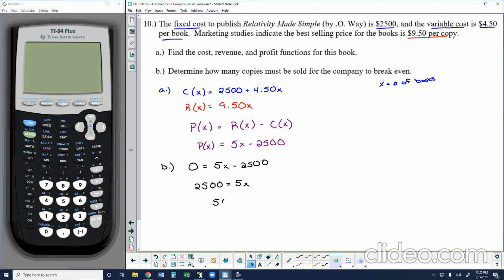And we'd find that 500 equals x. So how many copies must be sold for the company to break even? 500.